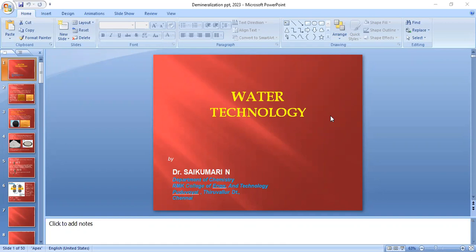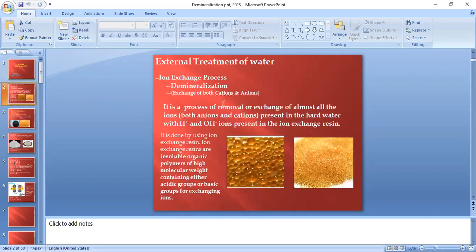Good morning, students. Let me continue with another important topic in water technology. We have been seeing the different types of conditioning of water. Before going into detail, what do we mean by conditioning? Conditioning is the process by which we remove the hardness causing salts from boiler feed water.